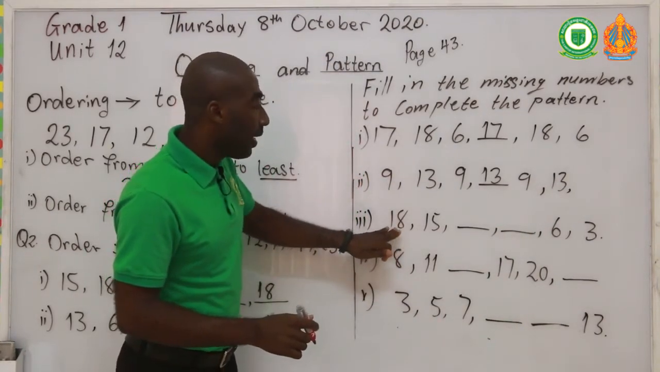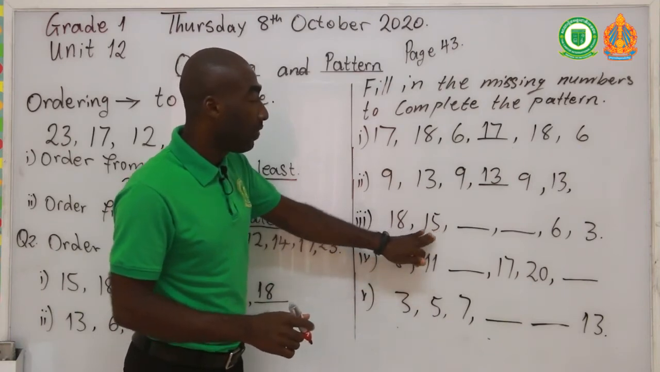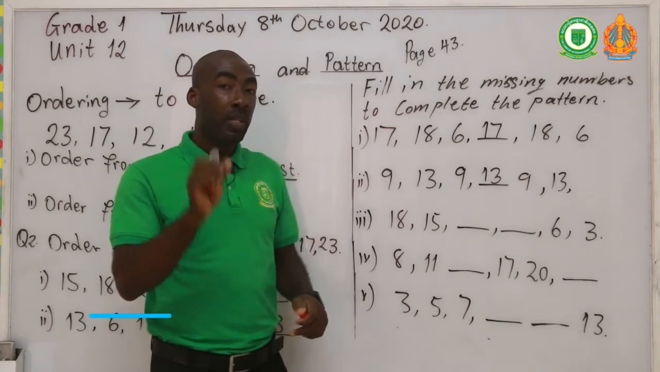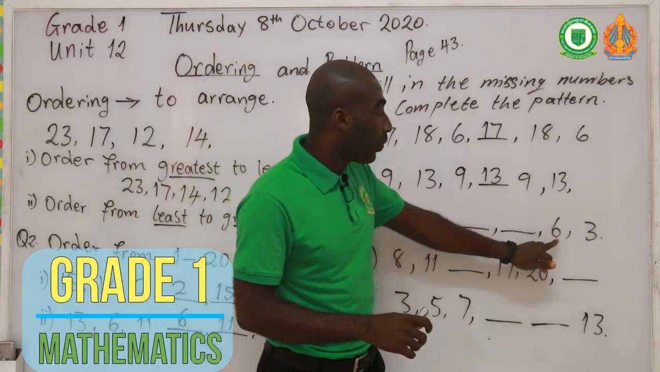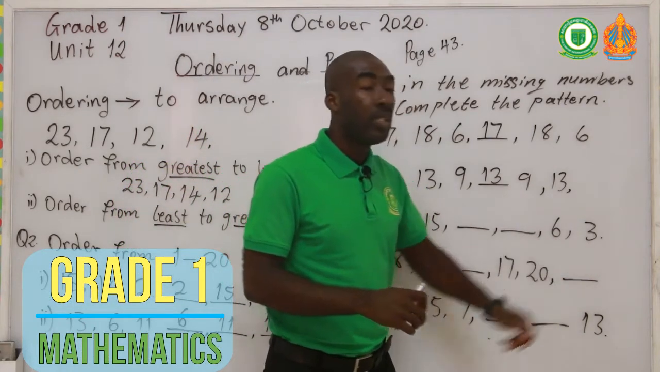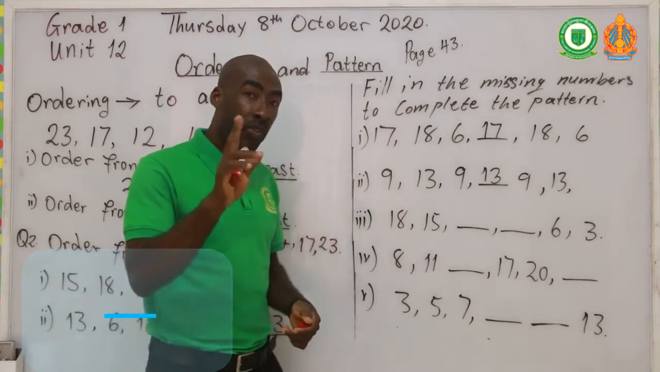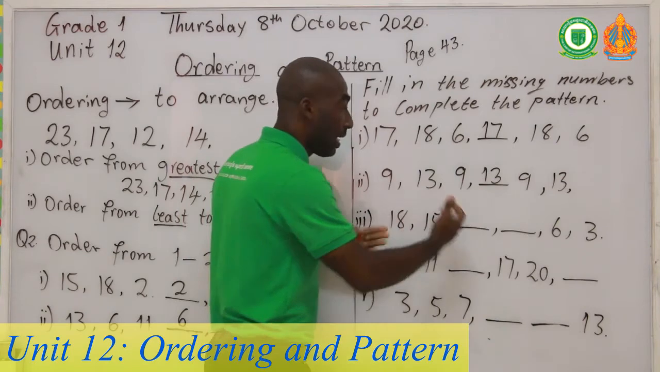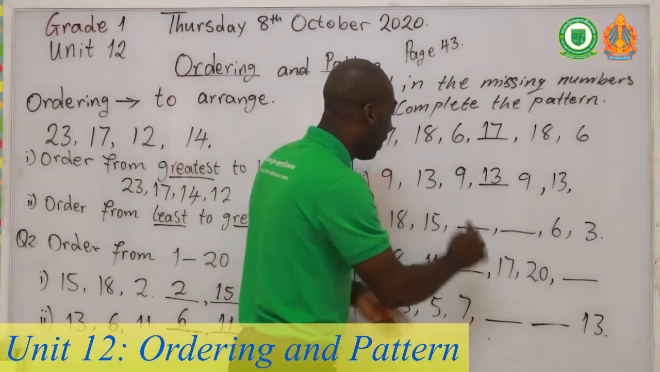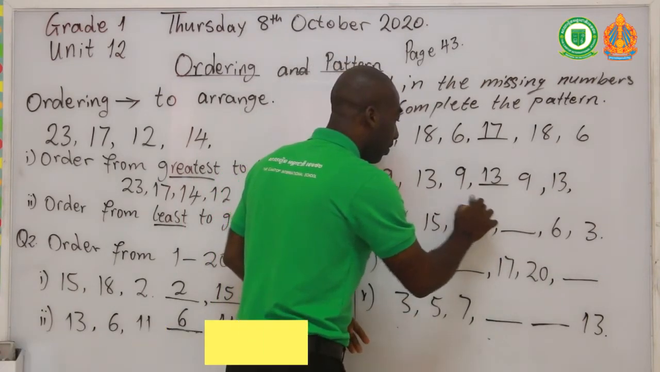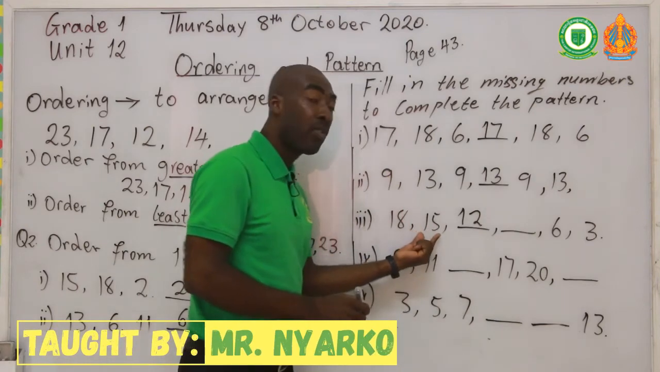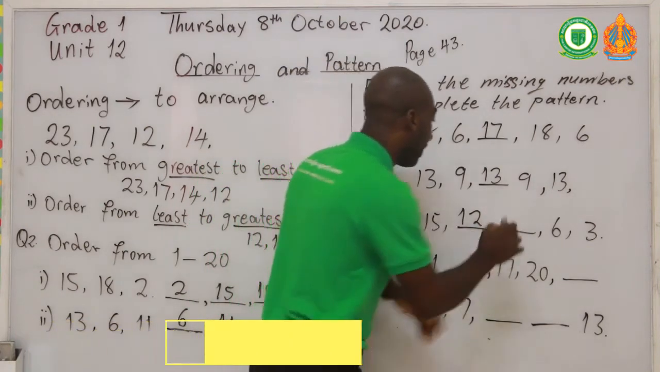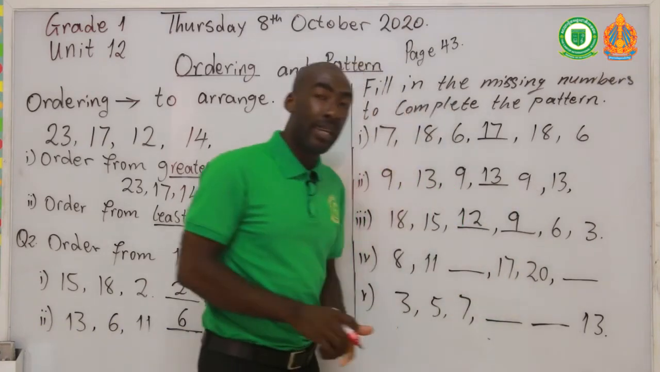We have 18 and 15. Okay, so the difference between this and this would be 3. Then you check this one, 6 and 3. The difference is also 3. That means we will have to subtract because now we are going down, okay? So this will give us 12 because we subtract 3 from this one, and then we subtract 3 from this one. That will give us 9, okay?